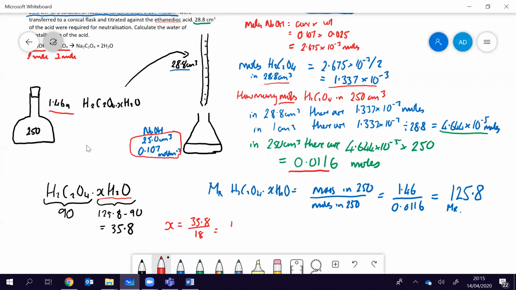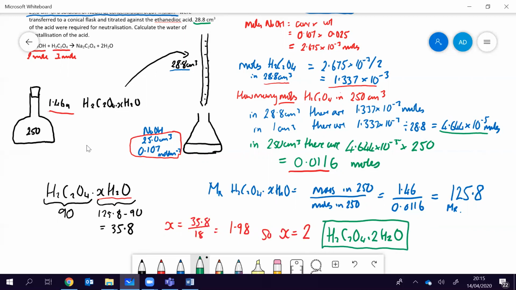Right, 1.98 recurring, okay, and we know it can only be integer values, so X is equal to 2. So the formula of this stuff is H2C2O4.2H2O. It's got 2 water molecules per molecule of that in the crystal. Okay, so that one was a little bit different. It wasn't just a matter of scaling up from 25 to 250. Just have to keep your wits about you a little bit more.